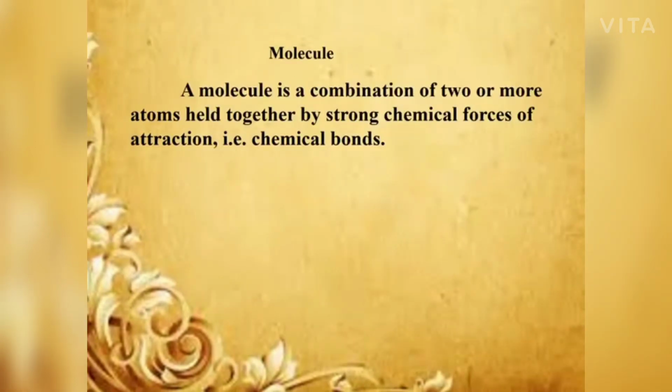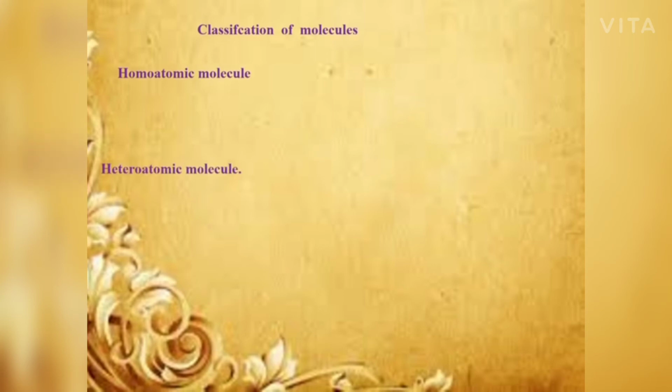Next topic, molecule. A molecule is a combination of two or more atoms held together by strong chemical force of attraction. That is called chemical bonds. So, a molecule is a combination of two or more atoms. That is classified into different types: homoatomic molecules, heteroatomic molecules, polyatomic molecules, depending upon the number and nature of atoms present in the molecules.